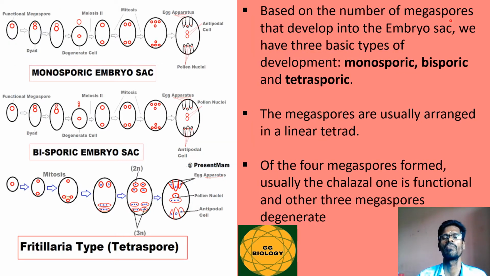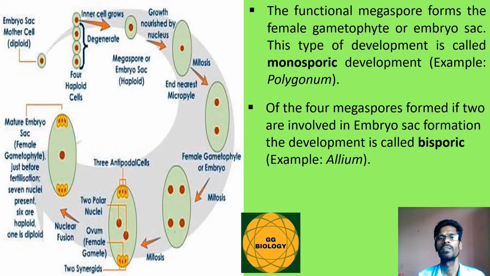Based on the number of megaspores involved in the embryo sac, it can be divided into 3 basic types, namely monosporic, bisporic and tetrasporic. The megaspores are usually arranged in a linear tetrad. Of the 4 megaspores, the one on the chalazal end will be functional and the other 3 will degenerate. In this picture it is clearly shown that the megaspore mother cell produces 4 haploid cells, among which the one on the chalazal end will be functional and the 3 will degenerate.